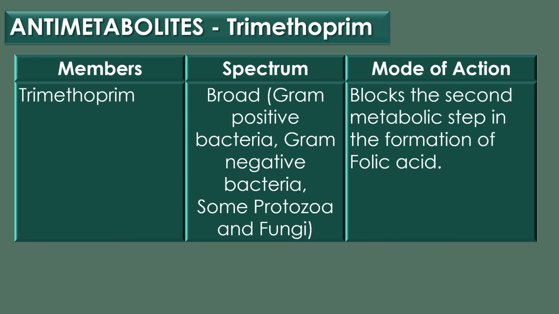The final and the fourth antibiotic group of the antimetabolites category is trimethoprim. The trimethoprim exhibits broad spectrum of activity against gram-positive bacteria, gram-negative bacteria, some protozoa and fungi. And regarding the mode of action, trimethoprim blocks the second metabolic step in the formation of folic acid, and it results in the death of the bacterial isolates or bacterial pathogens.